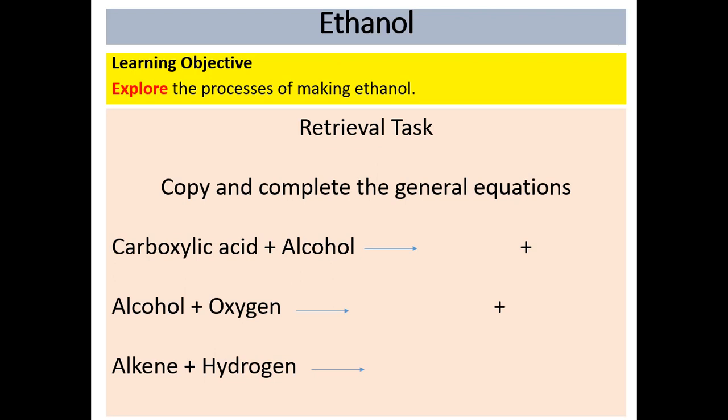Alcohol and oxygen, what does it make? Again, two products. And an alkene plus hydrogen. Now, there's no plus sign for that one, so it is just one product. So pause the video now and complete that.